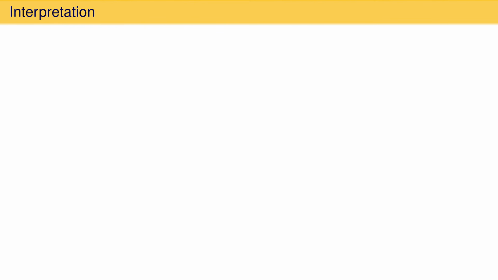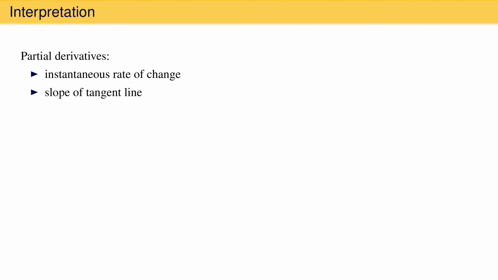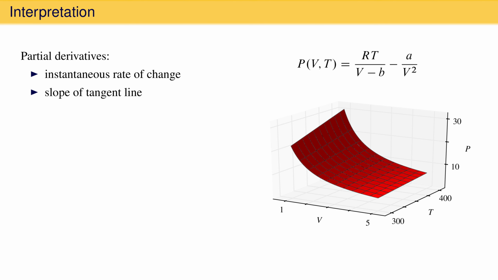That's the math, but what does a partial derivative mean geometrically and physically? As for functions of one variable, partial derivatives of multivariable functions can be interpreted as instantaneous rates of change and the slope of a tangent line. As a specific example, let's again consider the van der Waals equation for 1 mole of the gas carbon dioxide. The allowed pressures for each volume and temperature combination appear on the plotted surface.